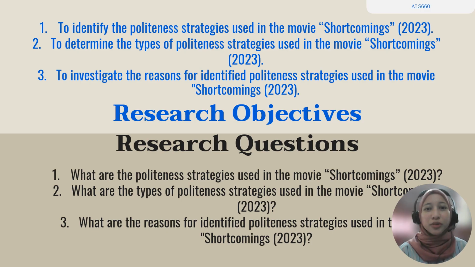Next, we have our research objectives and questions. Firstly, to identify the politeness strategies used in the movie. Then, secondly, to determine the types of politeness strategies. And lastly, to investigate the reason for this usage. And the research questions are the same as you can see in the slide.